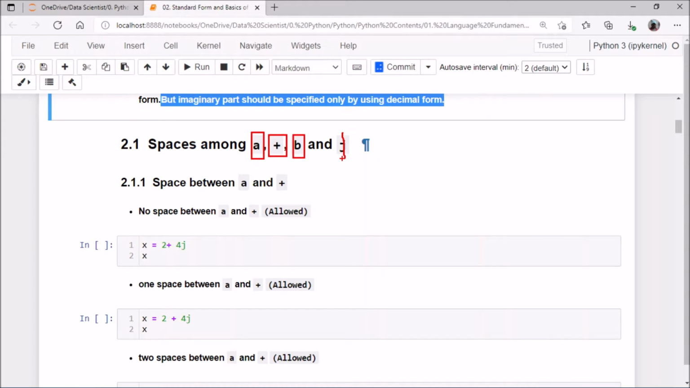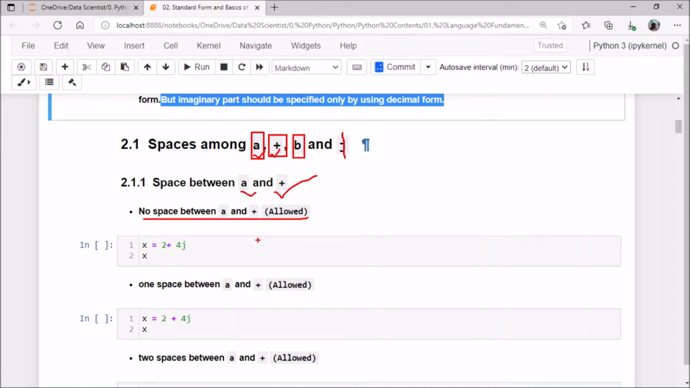So first we will consider whether we can put a space between a and plus, any spaces or not, meaning here and here. So, is no space between a and plus allowed?